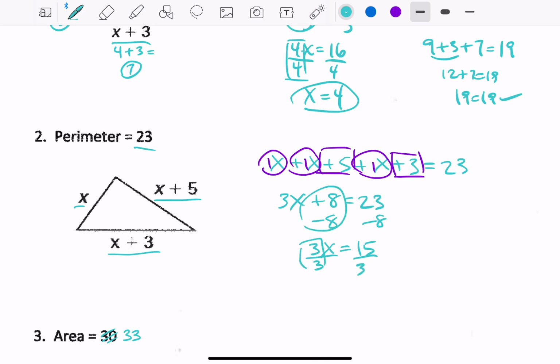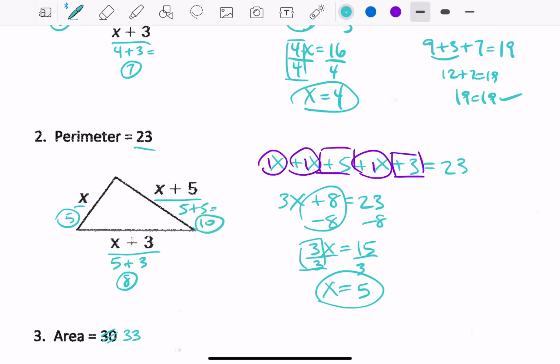That was a 0. This is a 1. X is equal to 5. Not done though, because I need to take this and put it into these side lengths. So this one is 5 plus 3, so it's 8. This one is just 5. And this one is 5 plus 5 is 10.